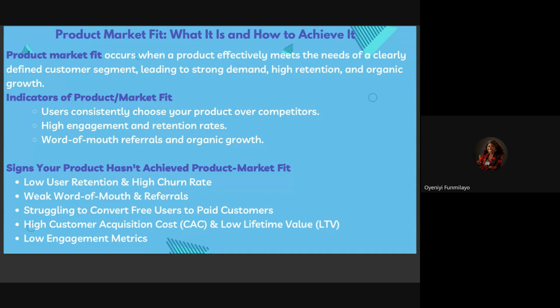And then we have low engagement metrics, which is very telling when it's your major feature and people are not even engaging with it. Let's say WhatsApp now. If they build the status feature and people are not using it, that will be a low engagement metric.